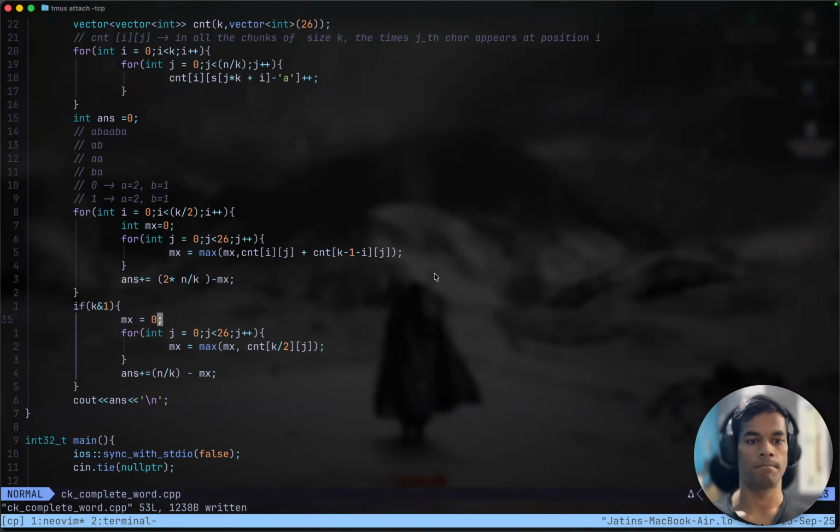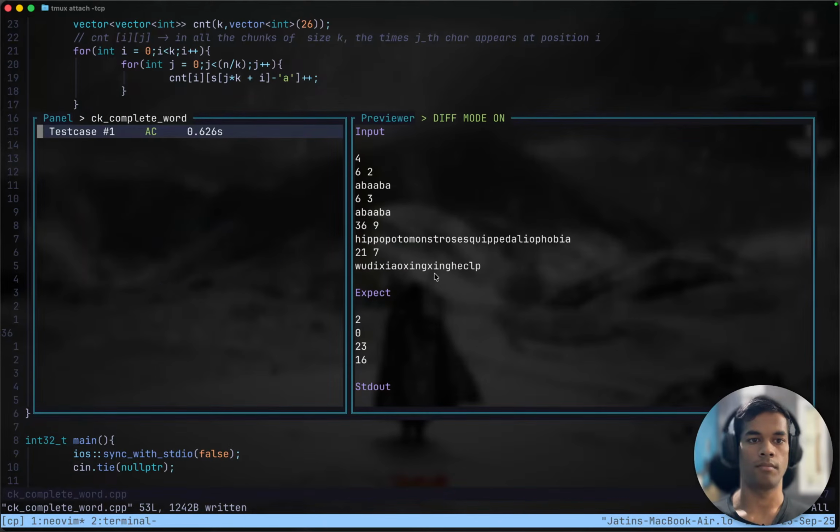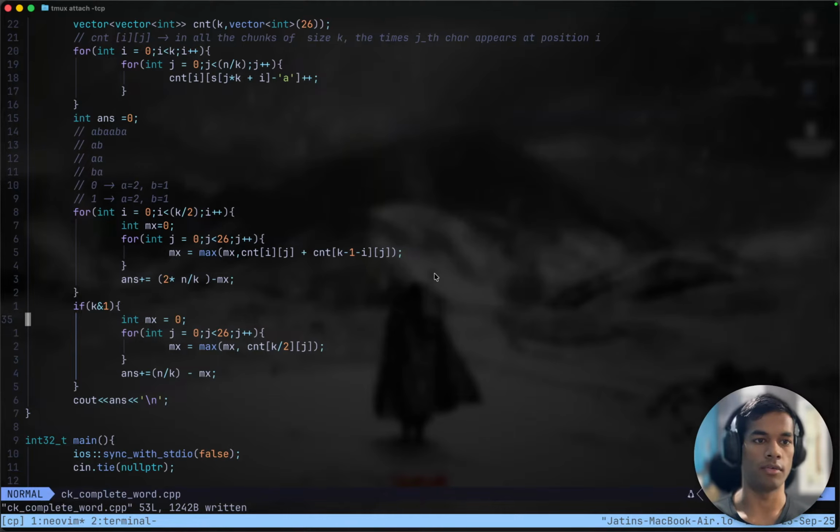And int k, that does work. We can remove the comments.